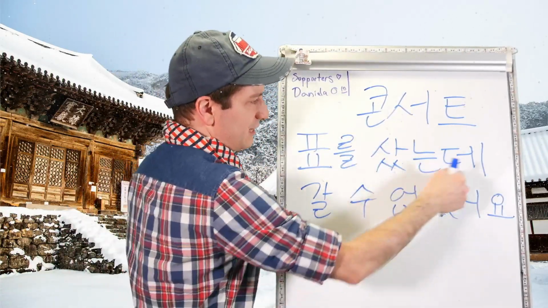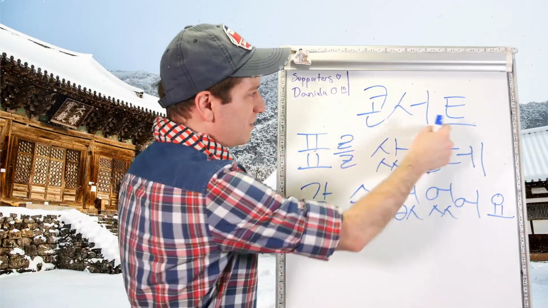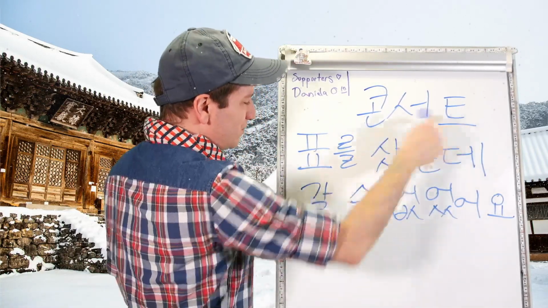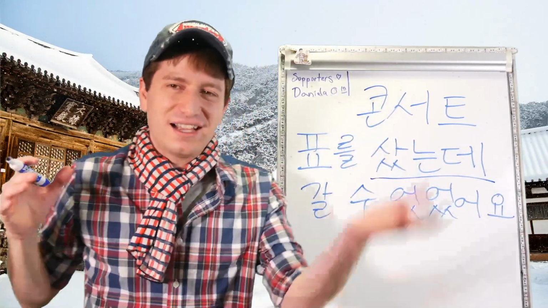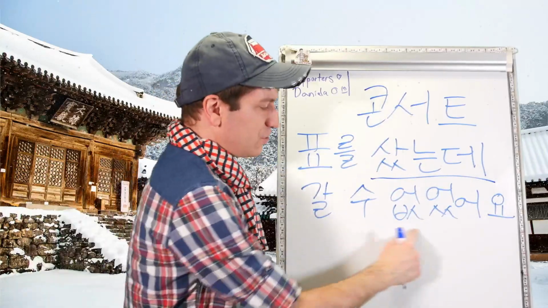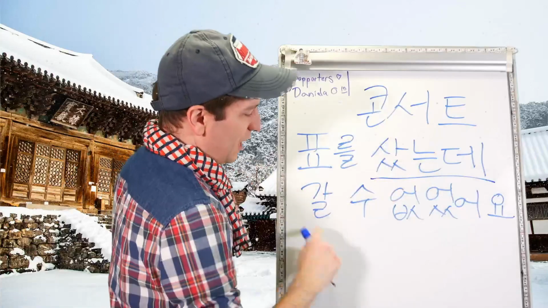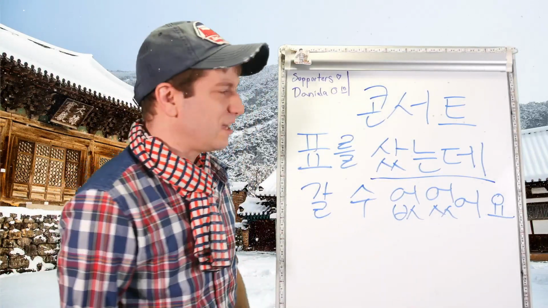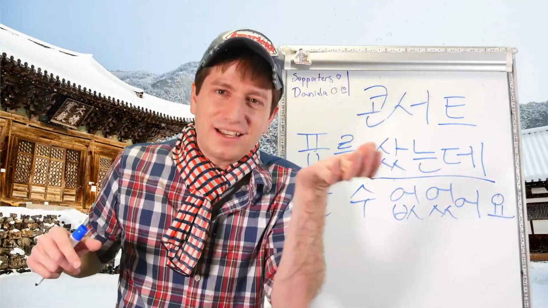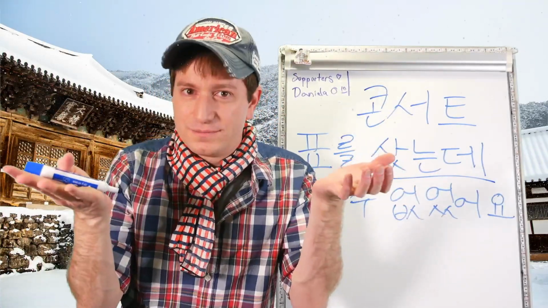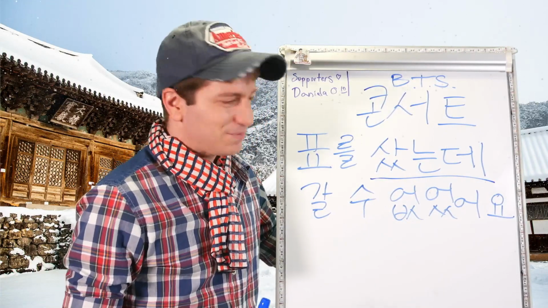콘서트 표를 샀는데 갈 수 없었어요. 표, ticket. 콘서트, concert. 콘서트 표를 샀는데, so I bought a concert ticket. 갈 수 없었어요. I couldn't go. 콘서트 표를 샀는데 갈 수 없었어요. So I bought a concert ticket, but I couldn't go. 샀는데, I bought a ticket. I couldn't go. BTS 콘서트 표를 샀는데 갈 수 없었어요. So sad.